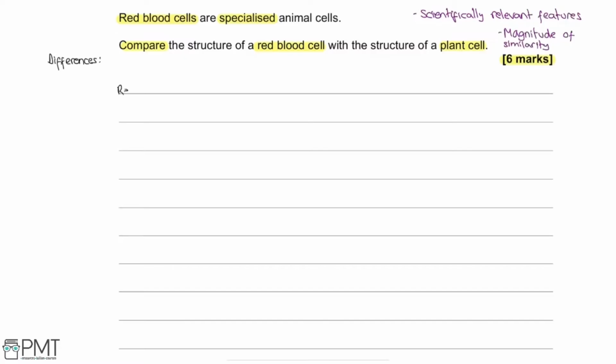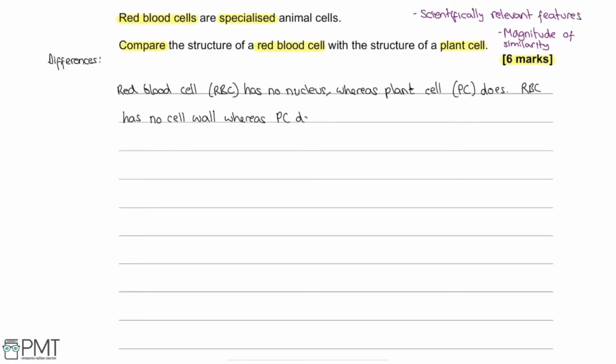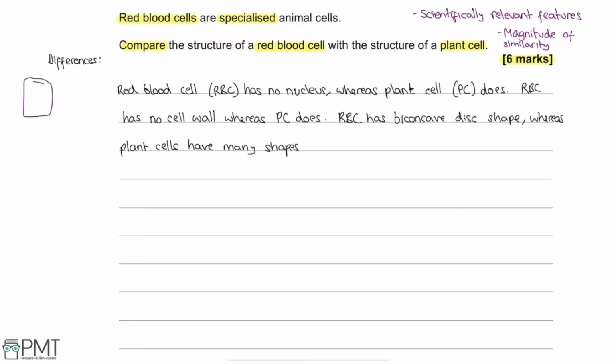So if we start with the differences, we know that a red blood cell, and we can abbreviate that to RBC, has no nucleus, whereas a plant cell does, and we can abbreviate plant cells to PC. We can say that the red blood cell has no cell wall, and this is because it's an animal cell, whereas the plant cell does. Healthy red blood cells are consistently in a biconcave shape, so that means it's kind of like a donut but without a hole in the middle, just an indentation. Plant cells, on the other hand, come in all sorts of different shapes and sizes according to their function.